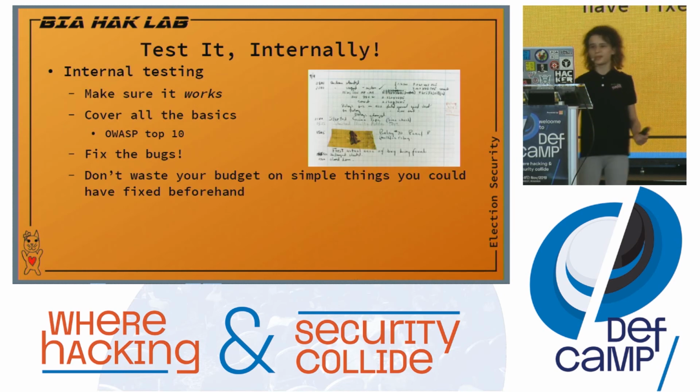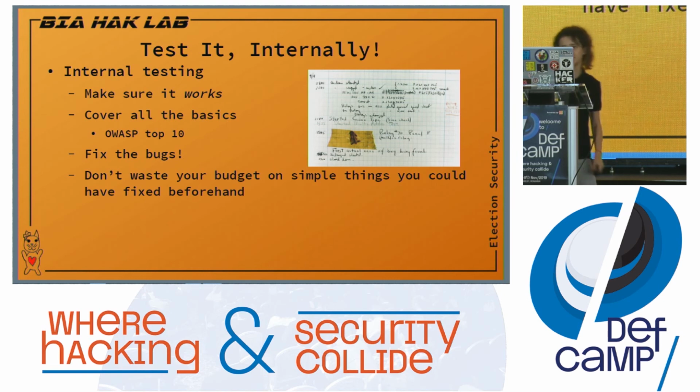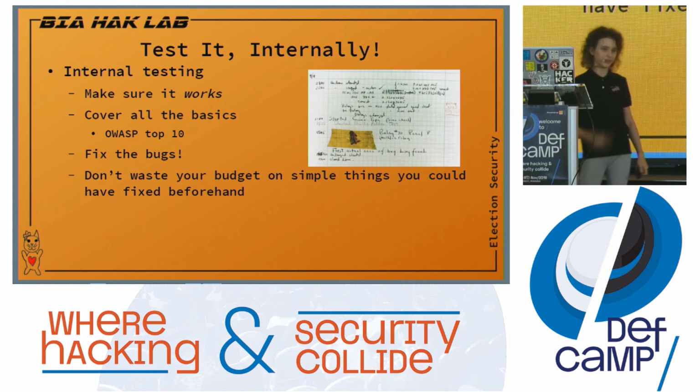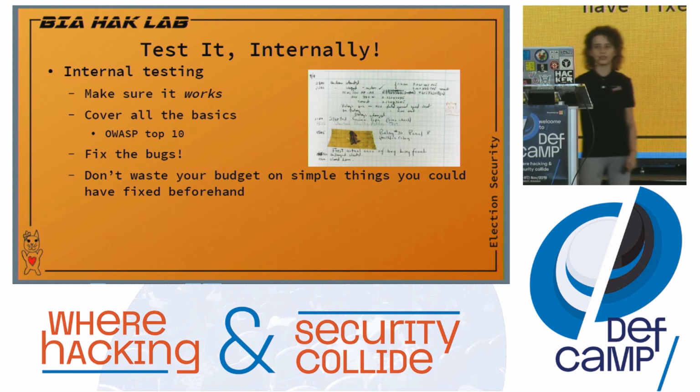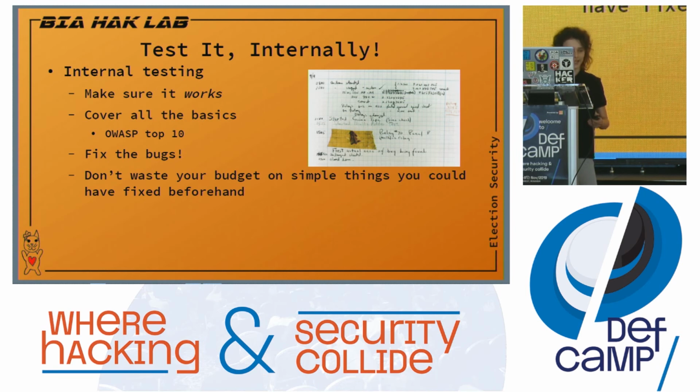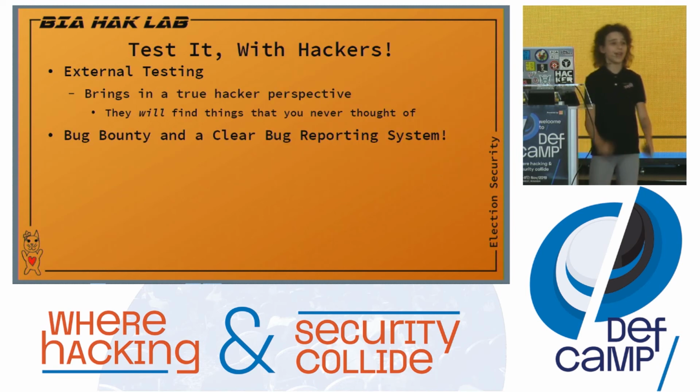Then, you've built your reporting system. Now what? Test it. First, make sure it actually works, because that's kind of important. Then have your team test it. Make sure you cover the basics like the OWASP Top 10, and fix the bugs. Don't waste your budget on having professionals come in just to tell you what you could have found out by yourself. Next step, test it with hackers.